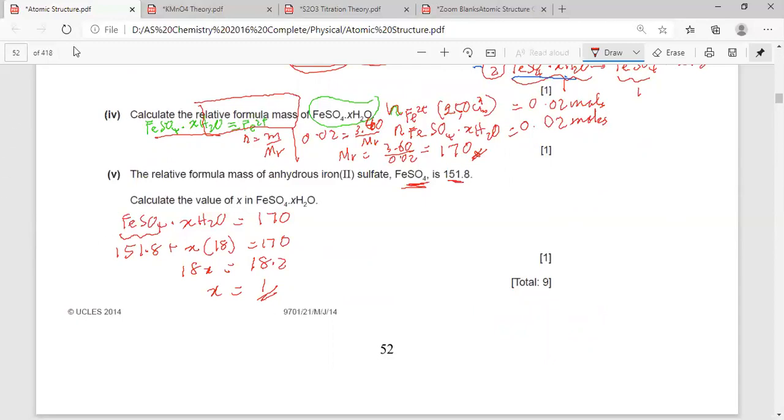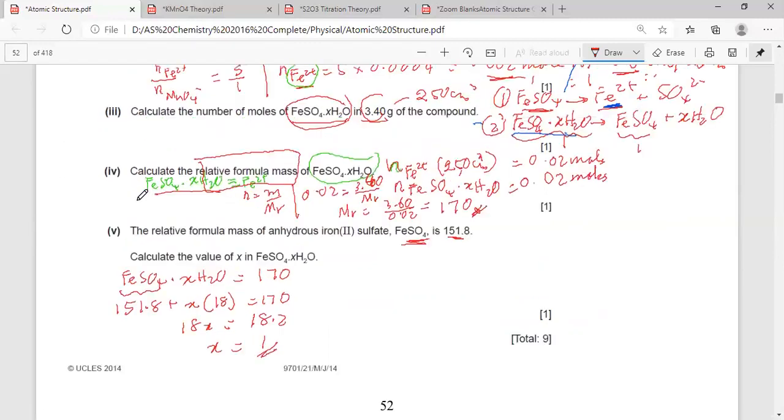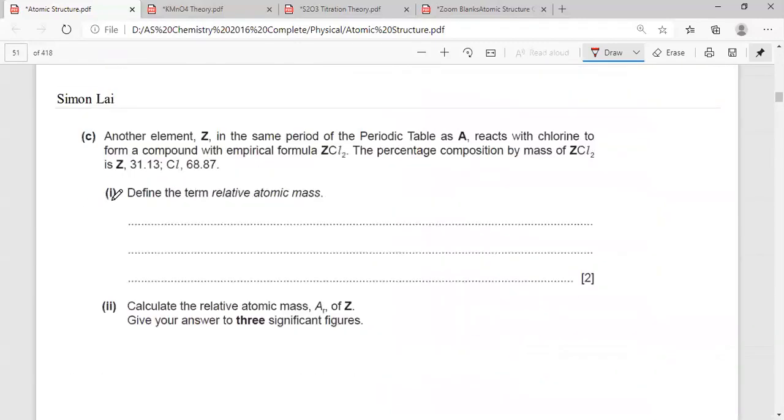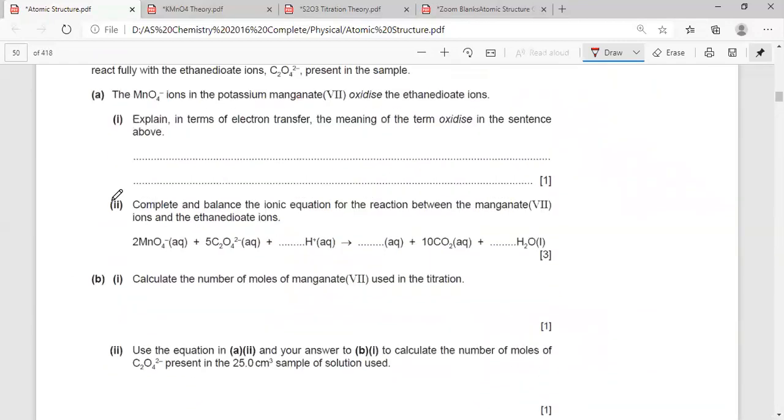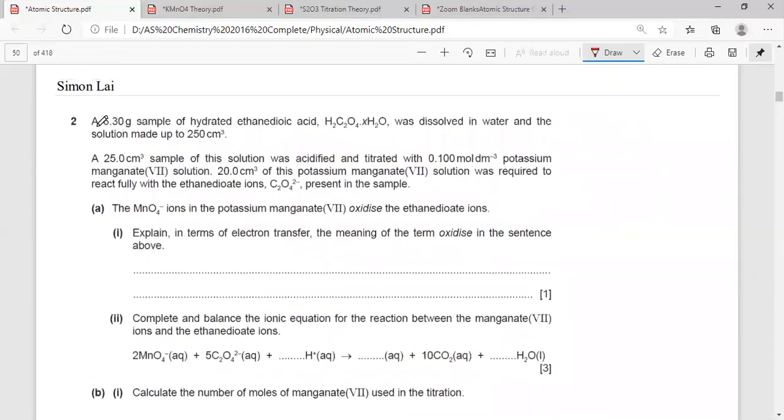Now quickly, the next one. Page 50, I think it's page 50. I'll show you the question first, then look at the theory. Page 50, here we are. A 6.30 g sample of hydrated ethanedioic acid. Now, I think I showed you before that this is called a dibasic acid. It looks like this. I will review again.